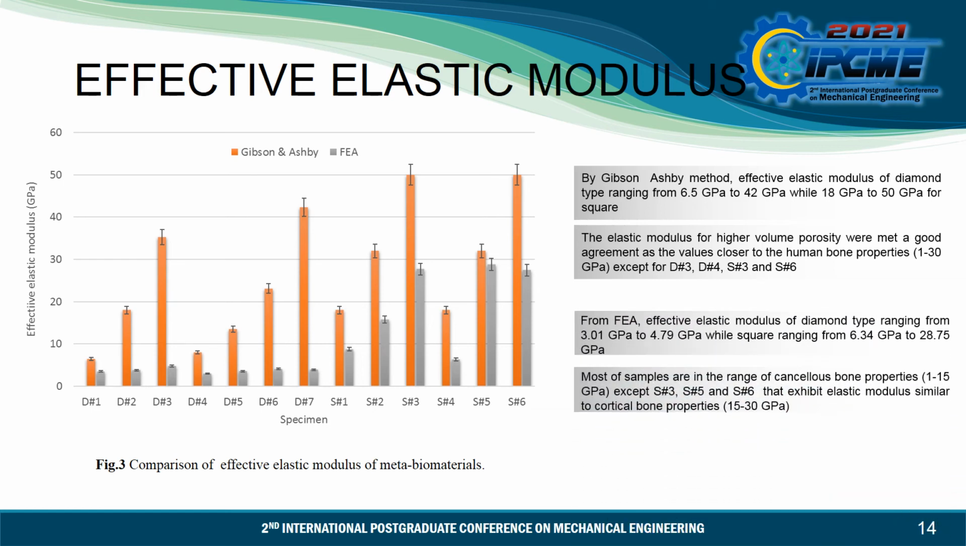S6. From finite element, the effective elastic modulus of the diamond type ranges from 3.01 gigapascal to 4.79 gigapascal, while the square ranges from 6.34 to 28.75 gigapascal. Most of the samples are in the range of cancellous bone properties, except for S3, S5, and S6 that exhibit elastic modulus similar to cortical bone properties, with elastic modulus of 50 until 30 gigapascal.